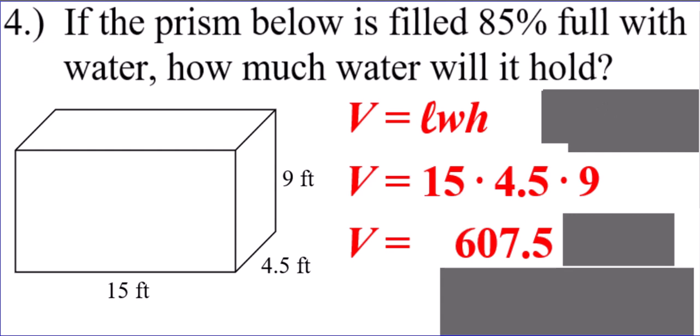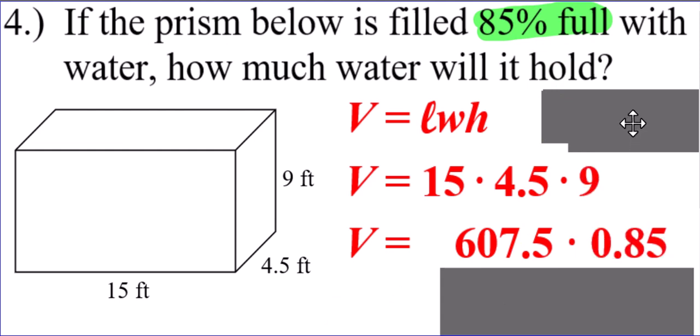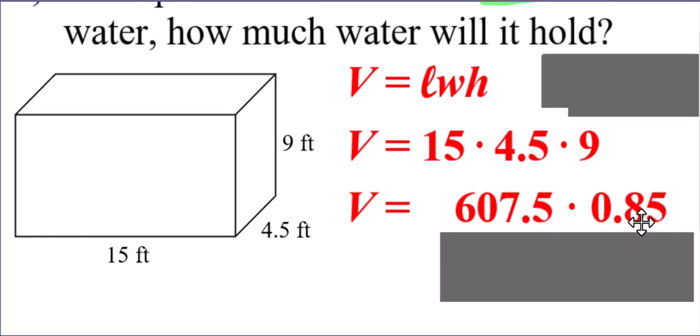But do not circle that. We have not answered the question. The question is, if it's filled 85% full, then how much water can it hold? So we need to take this times 85%. Now, what does 85% really mean? It means 85 hundredths, because the percent symbol means out of 100. So make this 85 hundredths, 0.85. Take that times your volume, and that will give us how much water this could hold if it's 85% full.